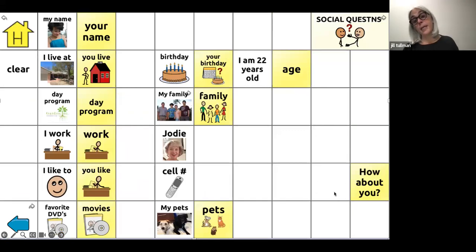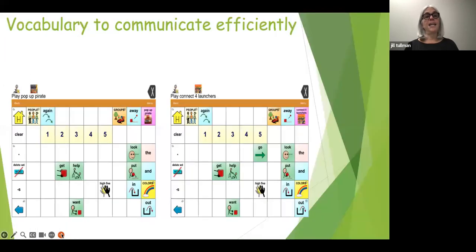Looking at some other displays, this is Carissa, who's a young adult. The buttons that are white are for her to make statements and share information about herself, and the buttons that are yellow are for her to ask a question. So my name is Carissa. What's your name? I go to this day program. Where do you go? My birthday is, when is your birthday? I think we all get that idea. We want individuals to be able to communicate efficiently.